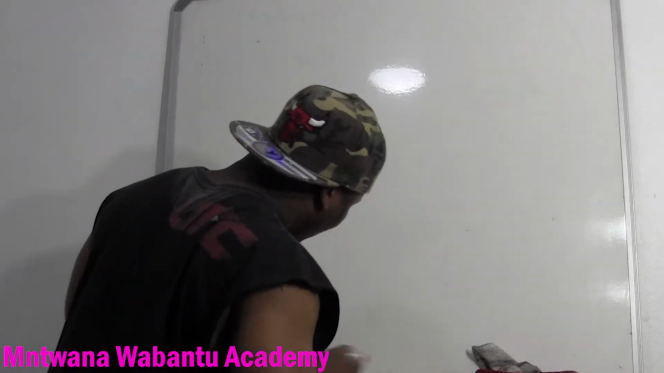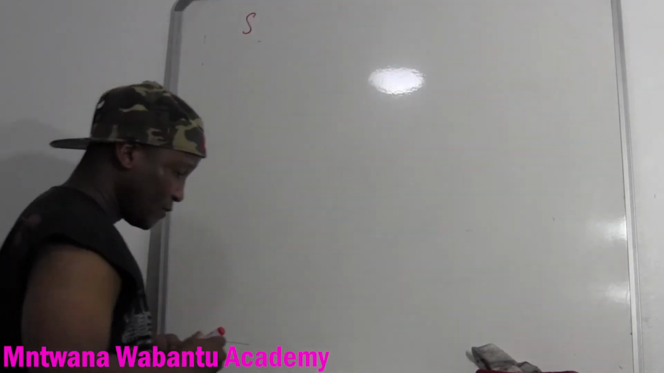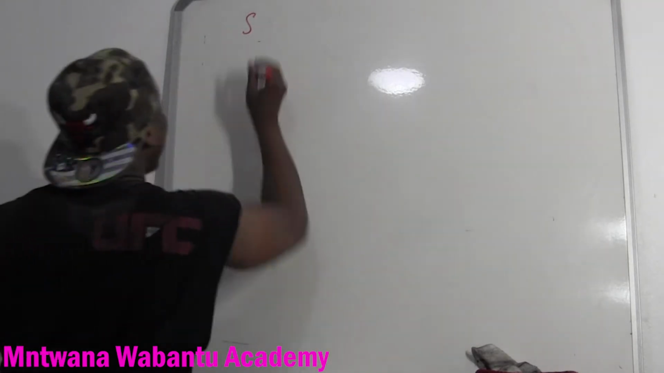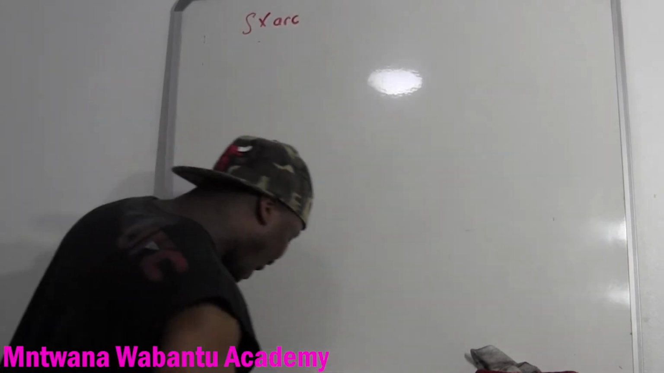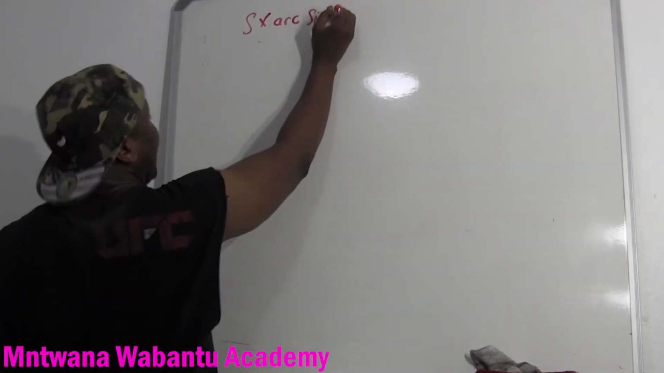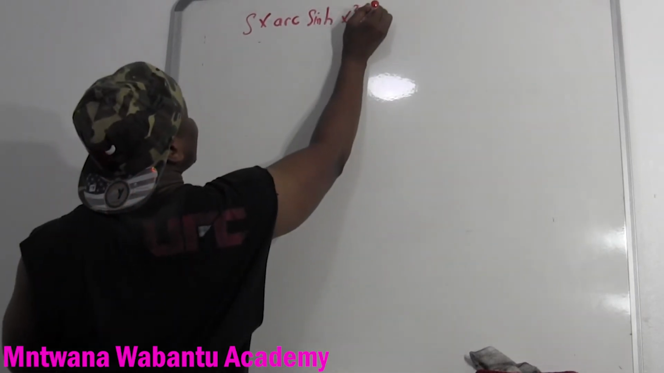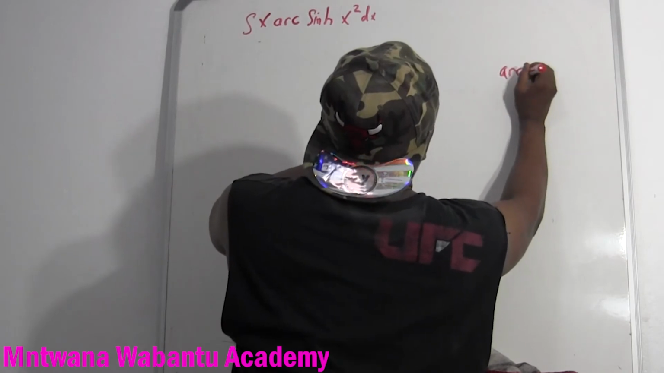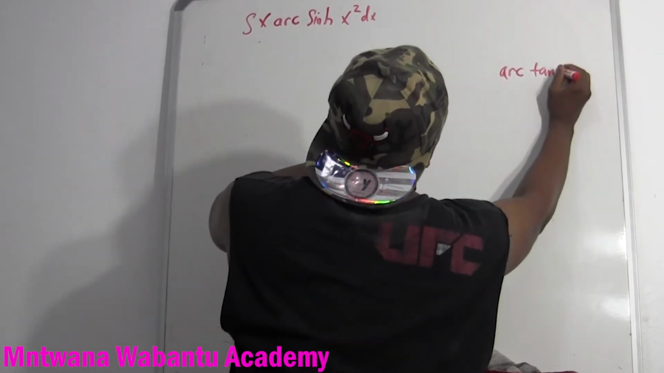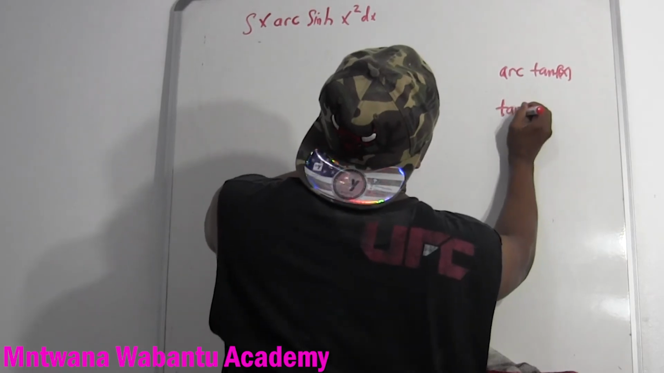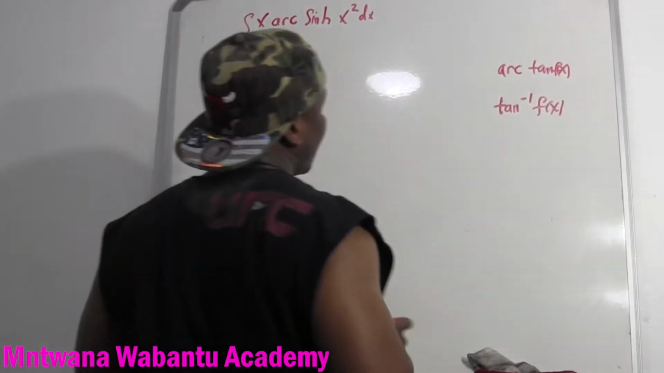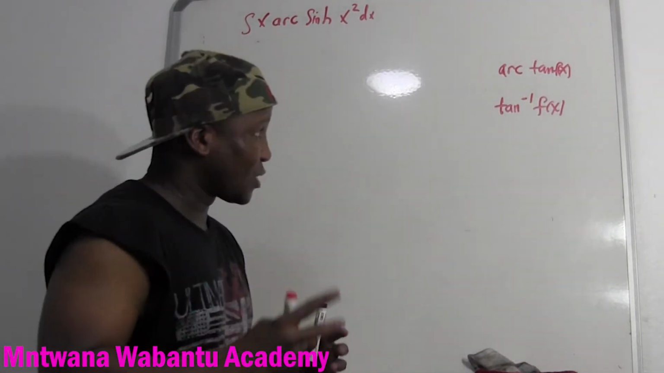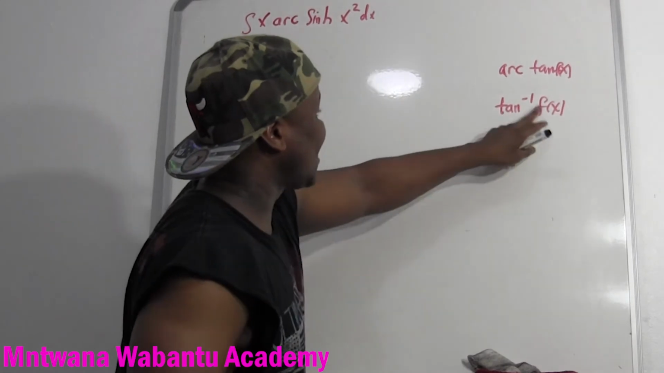So the next one is the integral of x arcsin x squared dx. When you say arc and inverse, it's the same thing. If somebody says arc tan of f of x, and somebody else says tan inverse of f of x, it's the same thing. So the arc means the inverse, and you can write them either way.